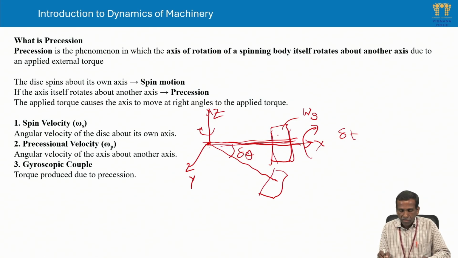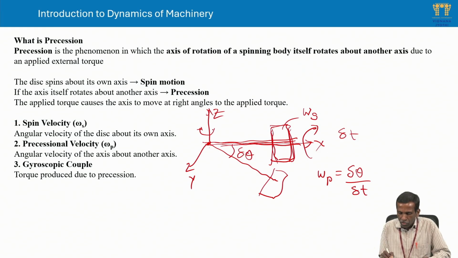So I have taken here a disc mounted on the x-axis, some rotor for example, a practical example. It is rotating with angular velocity omega s, which is called the spinning velocity. Then if we move this axis about the z-axis, that is called precession. The precessional angular velocity we can denote with omega p. Rotation by delta theta in a time interval delta t, so delta theta by delta t is the precessional angular velocity.